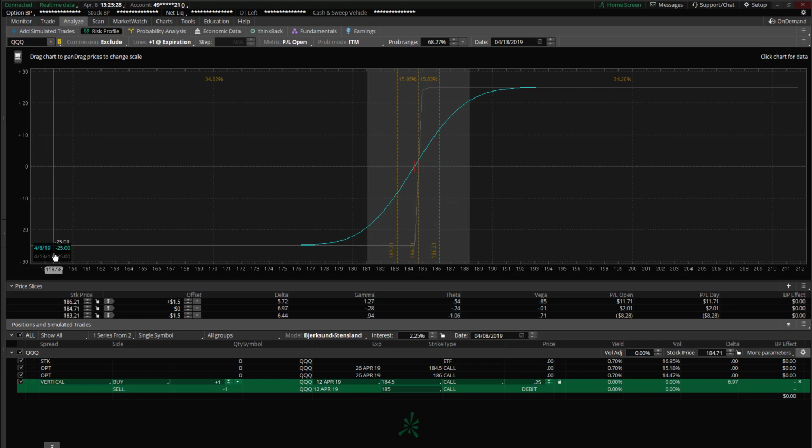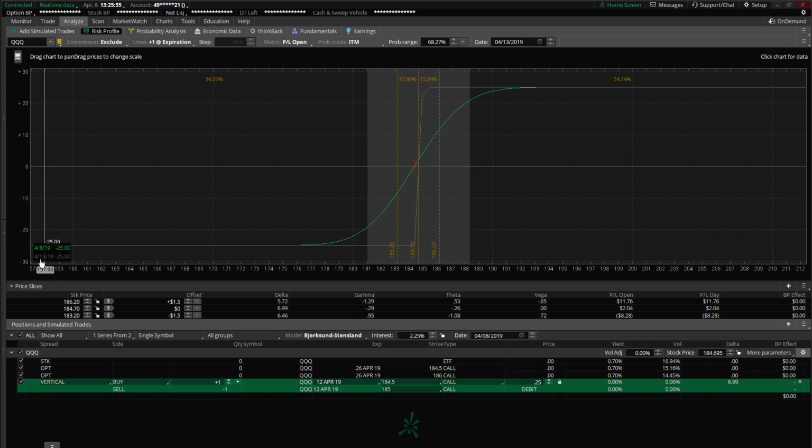Now you can change the colors of your profit and loss at expiration, which is the line that I keep faded into gray, and your profit and loss right now on the day that we're showing, which is in cyan. You can come over here into this area, right click, change the colors. So now you can see that my cyan line is red.